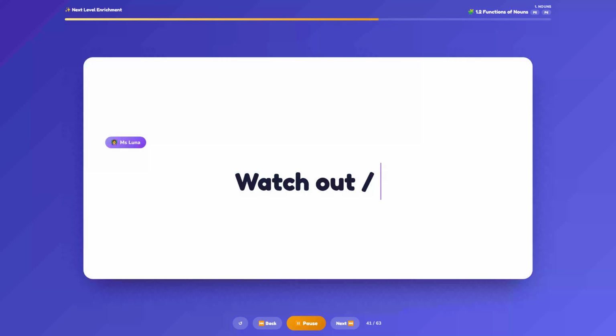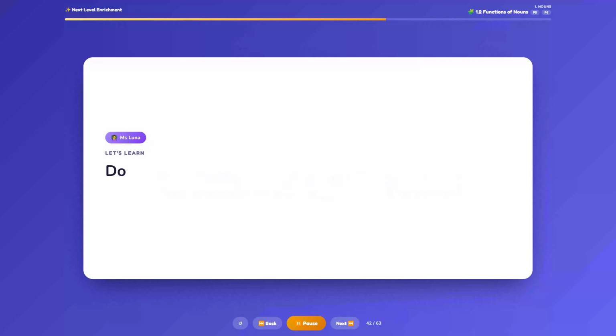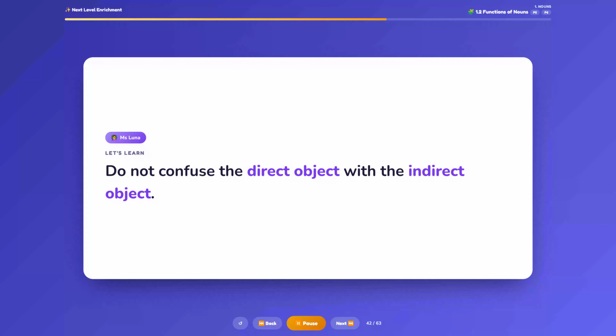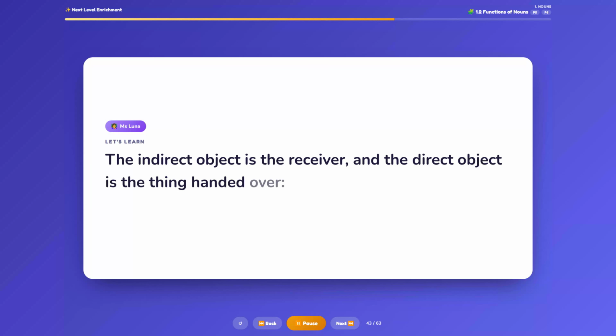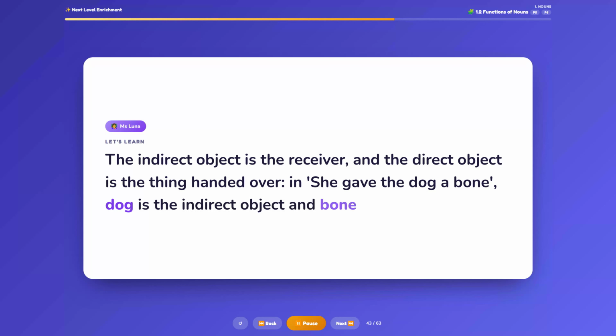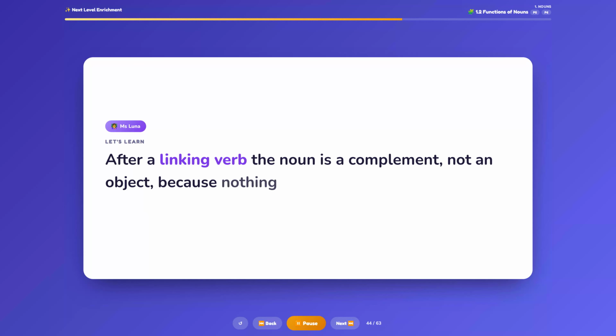Watch out, special cases. Do not confuse the direct object with the indirect object. The indirect object is the receiver, and the direct object is the thing handed over. In She gave the dog a bone, dog is the indirect object and bone is the direct object. After a linking verb, the noun is a complement, not an object, because nothing is being acted upon. It simply renames the subject.